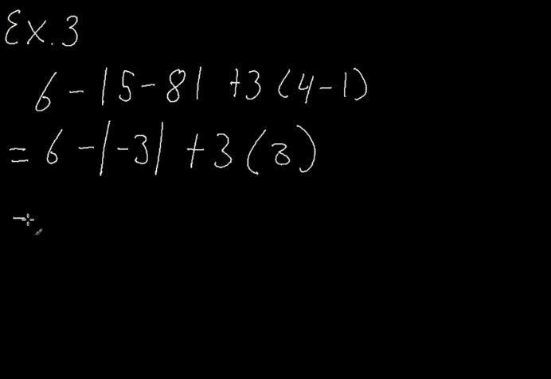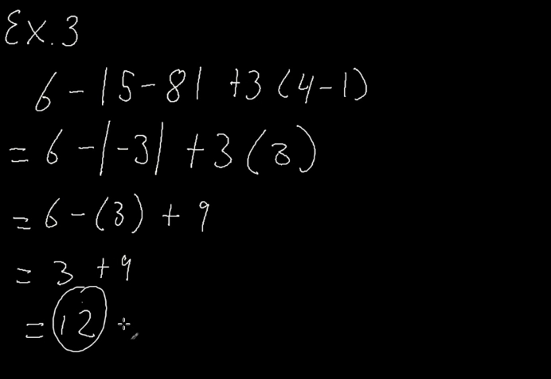Now, the absolute value is really special because it takes negative numbers and makes them positive, because it tells us the distance between that number and 0. So this would become positive 3, but there's a negative sign out there, so it's kind of tricky. And I can also just go, what was this? 3 times 3 is 9. So 6 minus 3 turns into 3 plus 9, and so I have a final answer of 12.